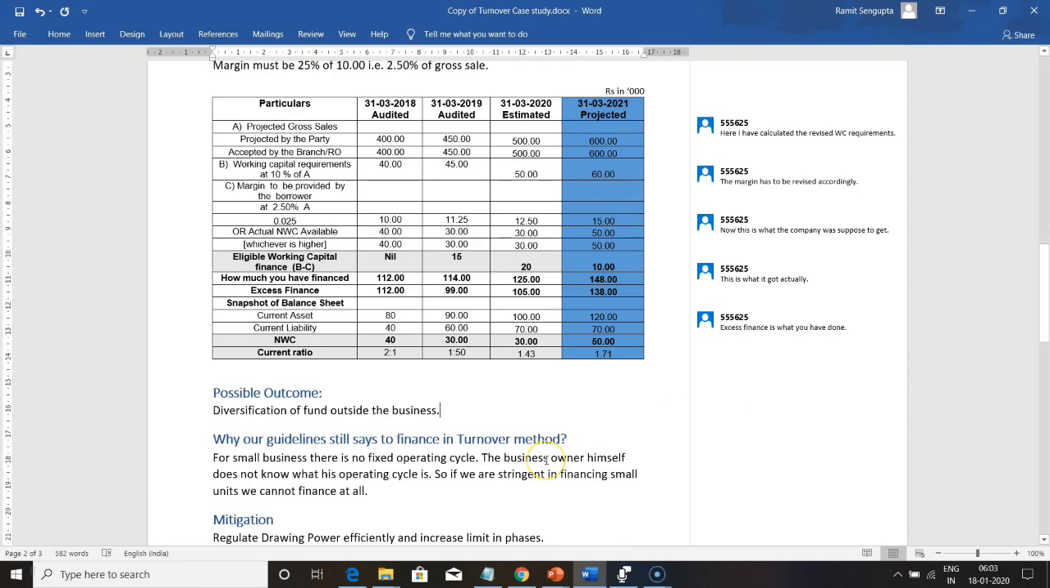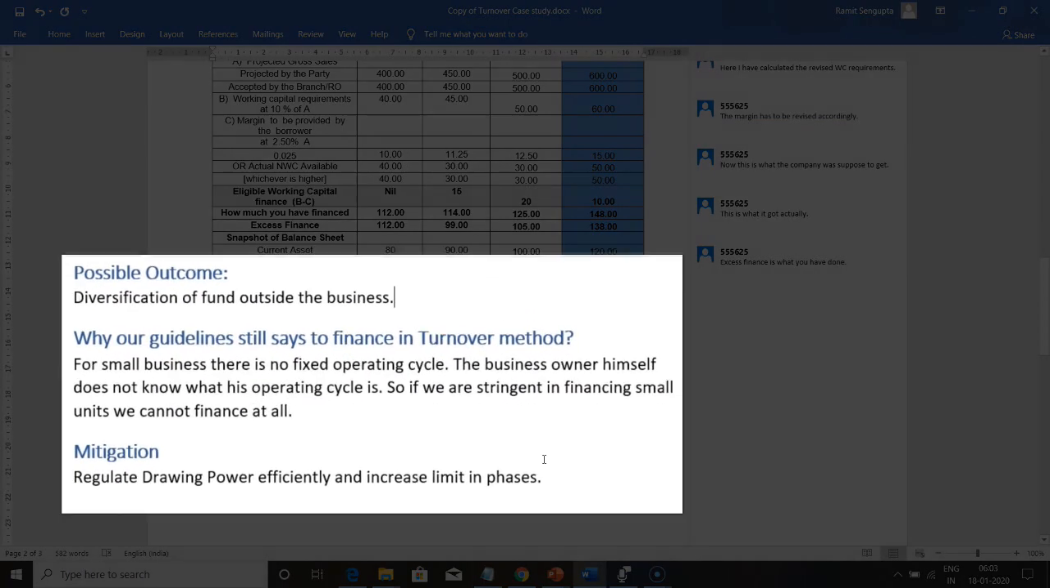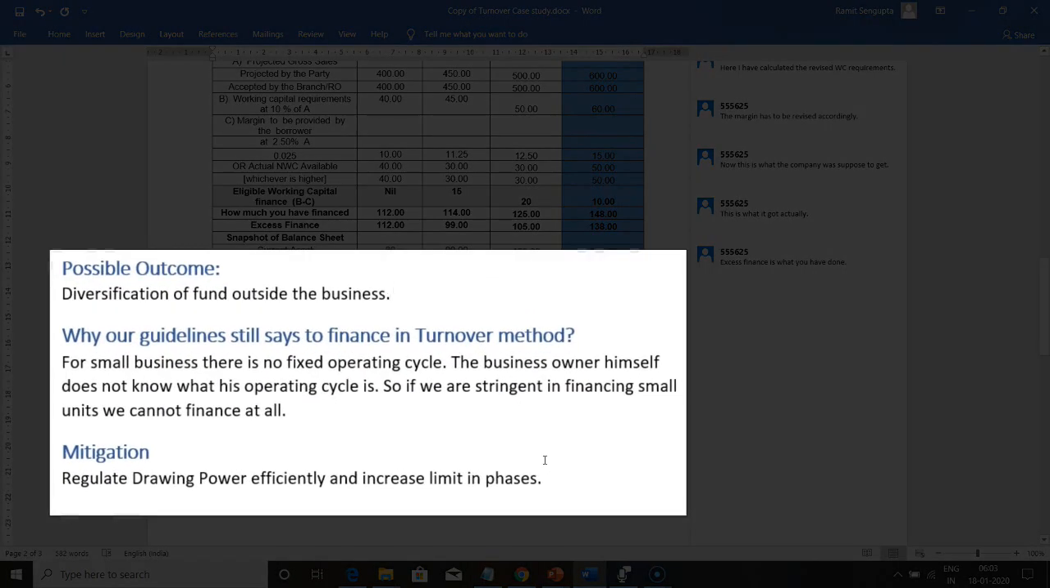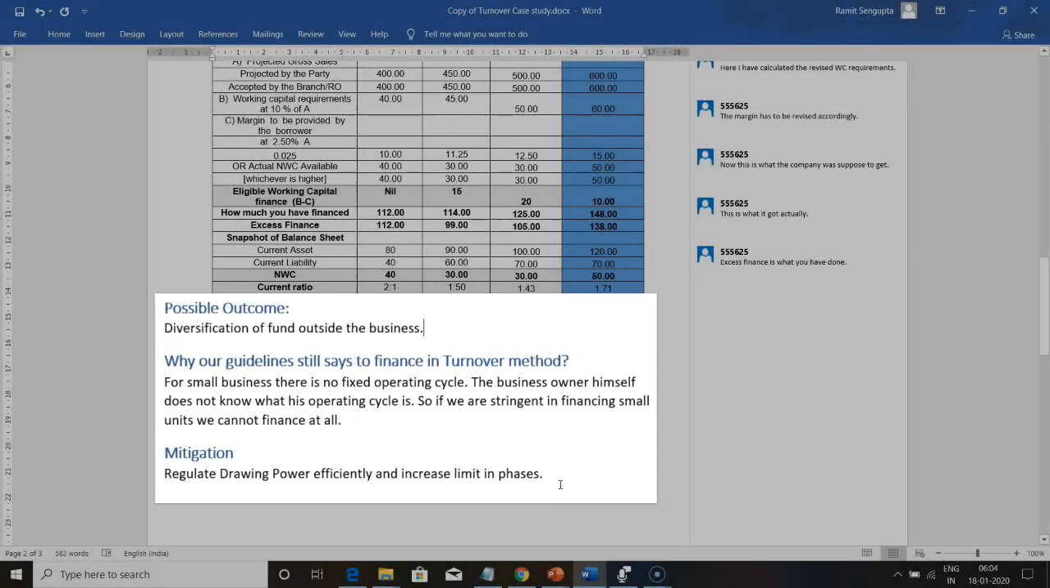What could be the possible outcome? Diversification of fund outside the business. Now, can you tell me why our guideline still says to finance in turnover method? For small business, there is no fixed operating cycle. The business owner himself does not know what is his operating cycle. So, if we are stringent in financing small units, we cannot finance at all. How to mitigate that? You have to regulate the drawing power efficiently and increase the limit in phases.